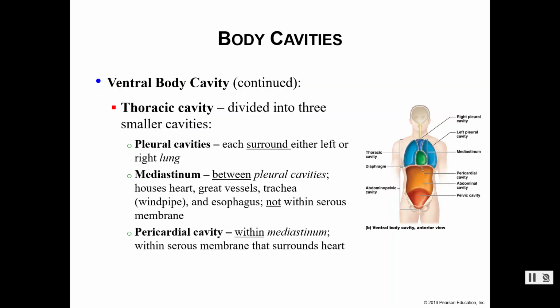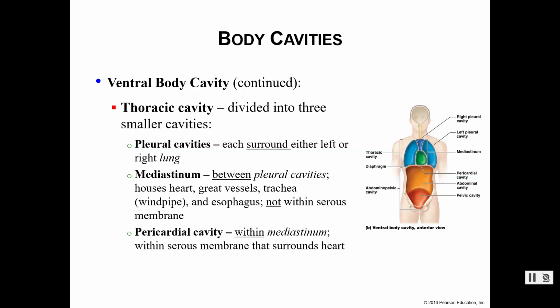Now the thoracic cavity, we can further subdivide just a little bit more. We have your pleural cavity, your mediastinum, and your pericardial cavity. Now your pleural cavities are going to surround each one of your lungs. So you have a left one and a right one. Okay. Your pericardial cavities surround your heart. Okay. You only have one heart, so you only get one of those. And then you have your mediastinum. Okay, now your mediastinum is a little different. Okay, it sits between your pleural cavities, or between your lungs.